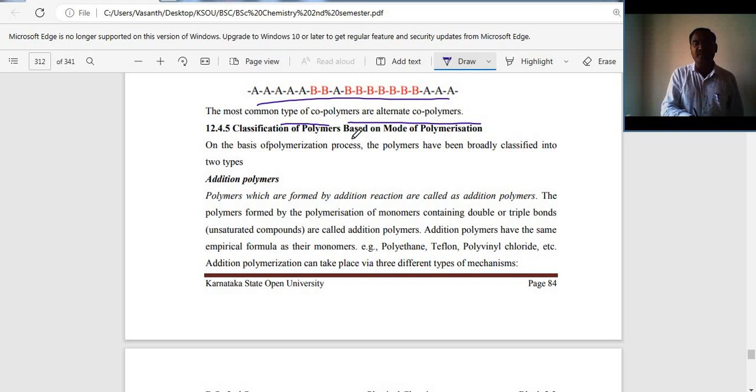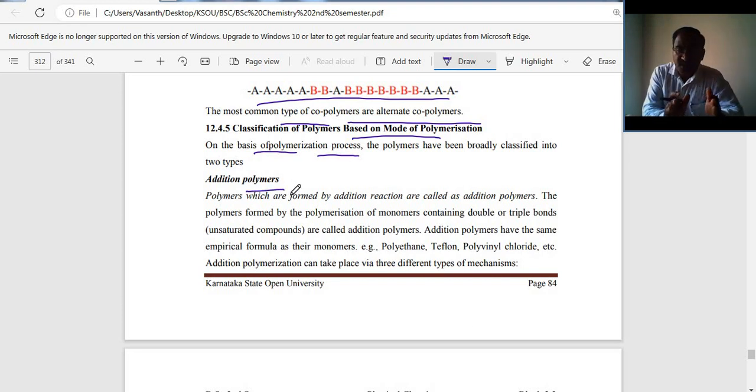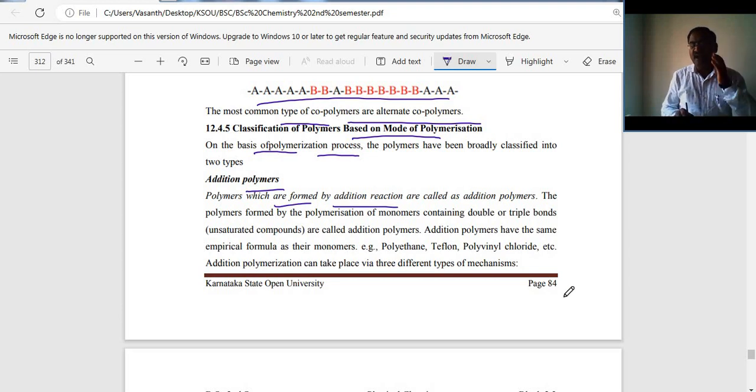The classifications of polymers based on mode of polymerization. On the basis of the polymerization process, polymers have been broadly classified into addition polymers. Addition polymers means when monomers are joined together, there is no elimination of water, acid, bases or anything. Monomer molecules having a double bond or triple bond undergo polymerization, and what we get is an addition polymer. Polymers which are formed by addition reactions are called addition polymers.